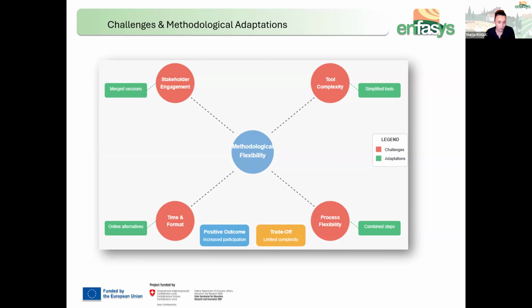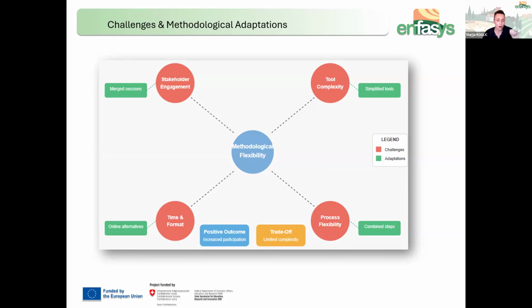Too much complexity was our third challenge. The system mapping tools proved difficult for some stakeholders to engage with effectively. So we adapted by simplifying tools when necessary. In the French case, participants found that the initial diagrams were too complex. So the team simplified the presentation and focused on straightforward lists of issues and solutions. Switzerland took the opposite approach.